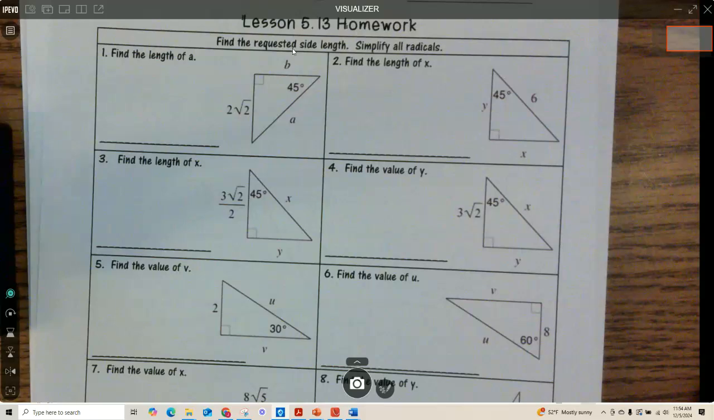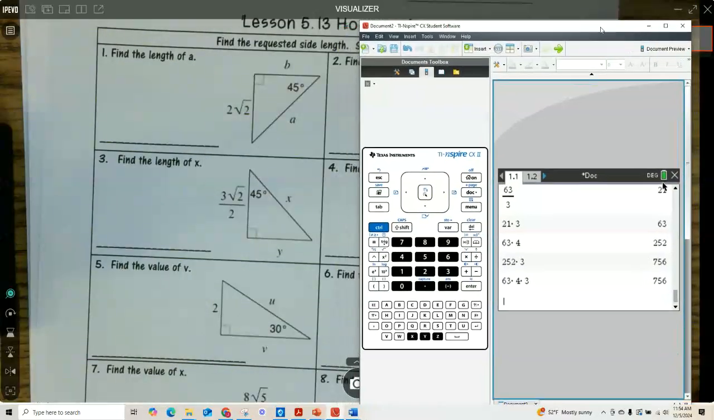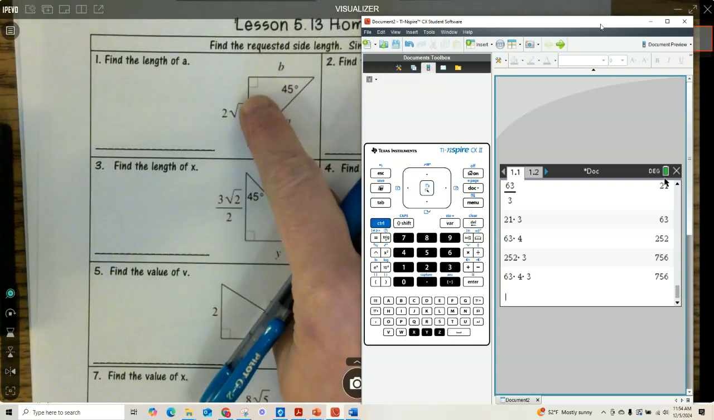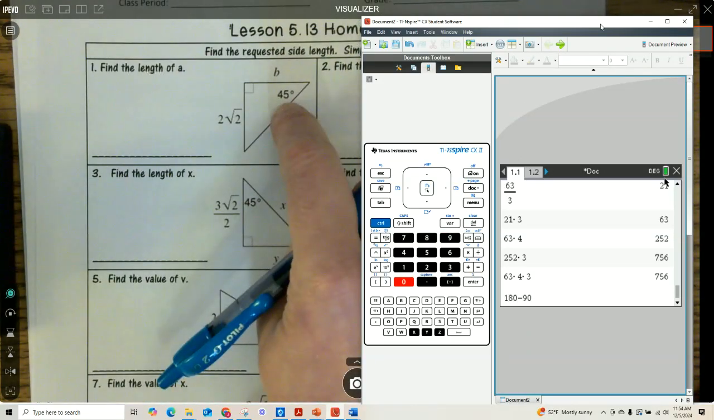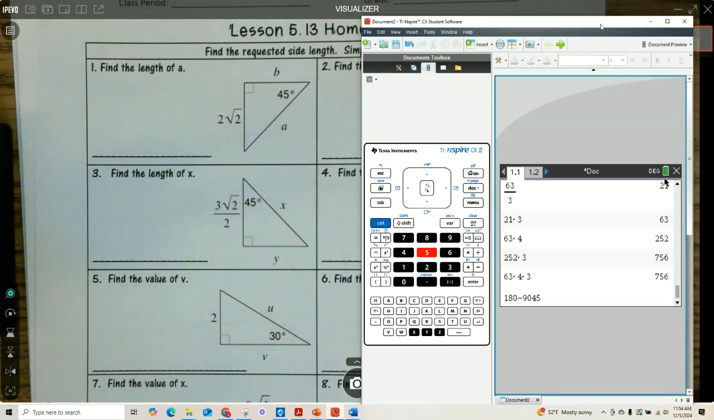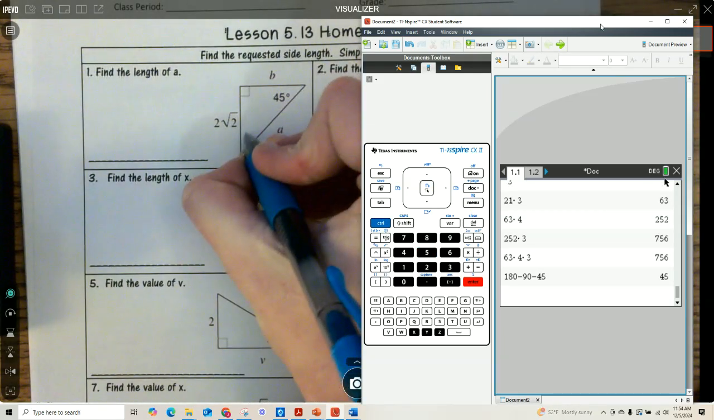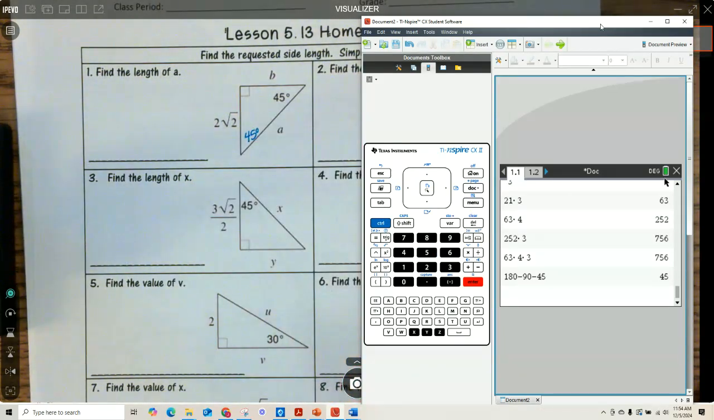Remember, all triangles have to add up to 180. Like this first triangle here on number 1, this angle is 90. So if we take 180 and subtract 90, that leaves 90, minus 45 is 45. That means the other one has to be 45. So in a right triangle, if one angle is 45, the other one's automatically 45.